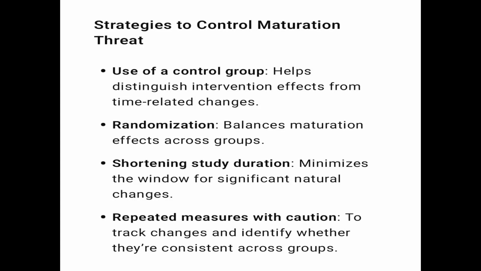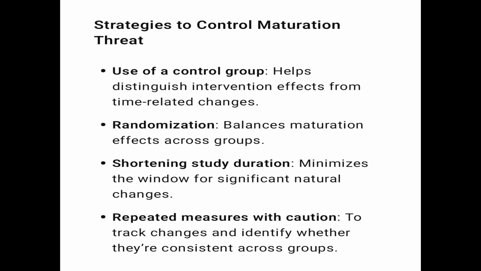Strategies to control maturation. First, you have to use a control group. This is best even when time-related changes occur. You can rationalize by comparing the experimental group with the control group. Next, randomization: randomly select the subjects. And shorten the study duration. Don't keep the study duration for years, because natural changes no one can prevent. So minimize the period of study.